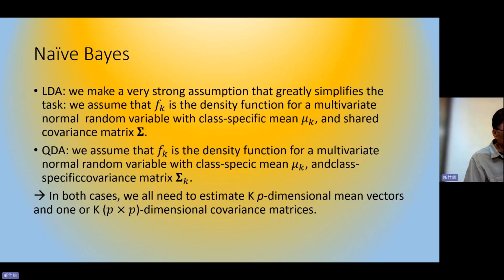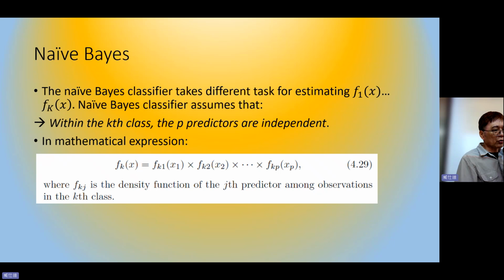And then, after LDA and QDA, finally we have naive Bayes. Of course, LDA and QDA have many different assumptions, but naive Bayes may be more straightforward. Now we are talking about the classifier, and the classifier here is to estimate the f function of x.